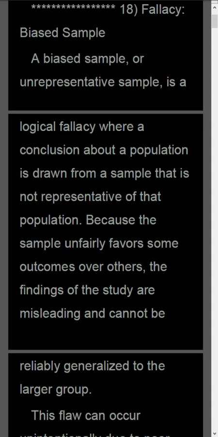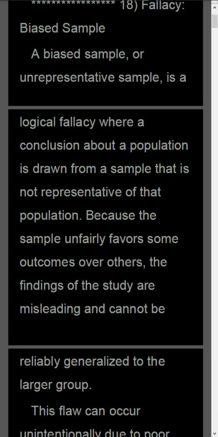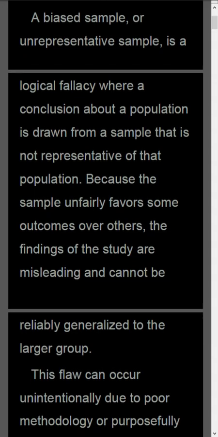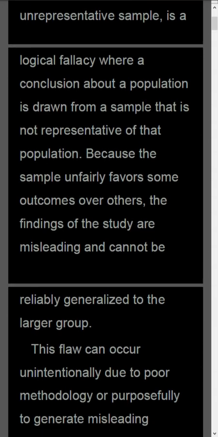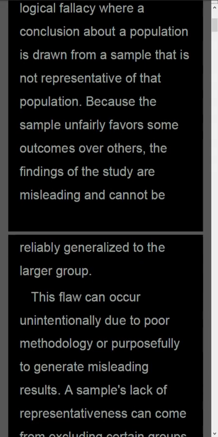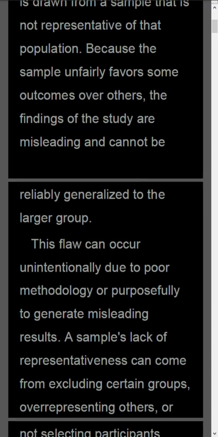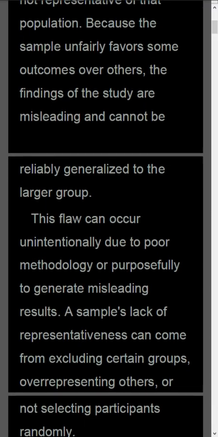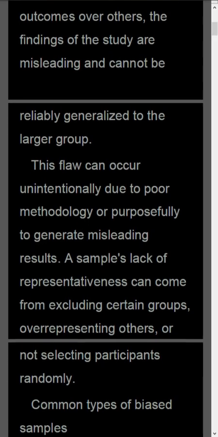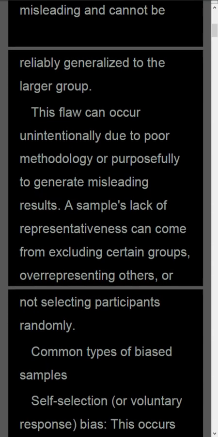Biased sample. A biased sample, or unrepresentative sample, is a logical fallacy where a conclusion about a population is drawn from a sample that is not representative of that population. Because the sample unfairly favors some outcomes over others, the findings of the study are misleading and cannot be reliably generalized to the larger group. This flaw can occur unintentionally due to poor methodology or purposefully to generate misleading results. A sample's lack of representativeness can come from excluding certain groups, overrepresenting others, or not selecting participants randomly.